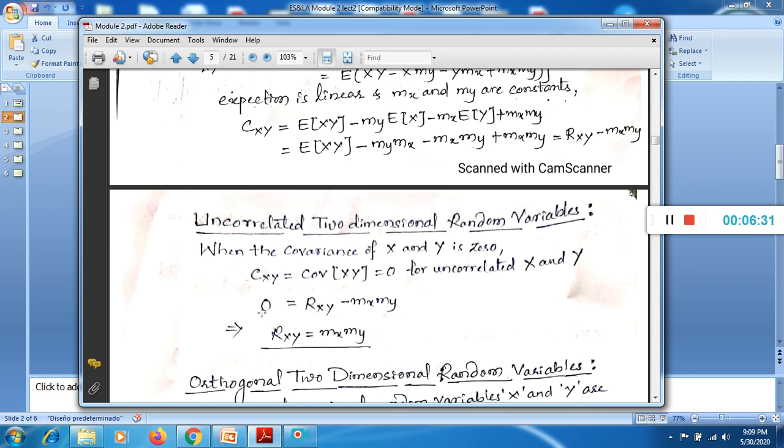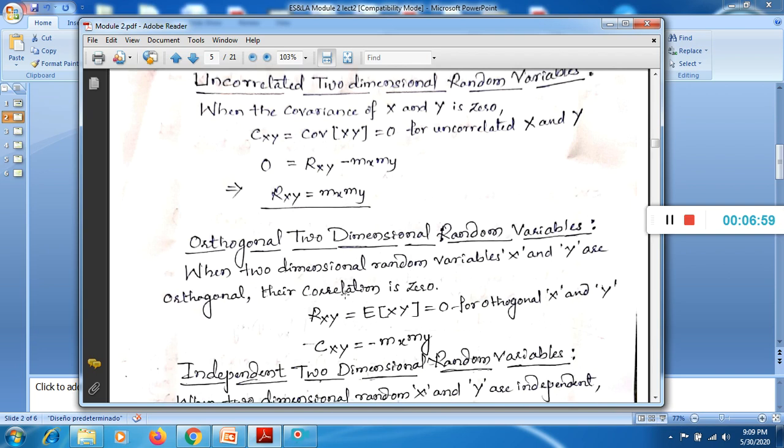So when we put C_XY as 0 in this equation, we get R_XY minus m_X m_Y equals 0. In that case, R_XY is nothing but the product of m_X and m_Y, the means or averages of both of them. Then we are learning the orthogonal two-dimensional random variables.